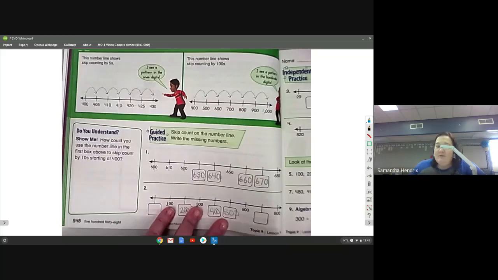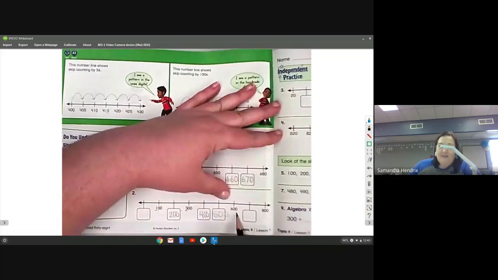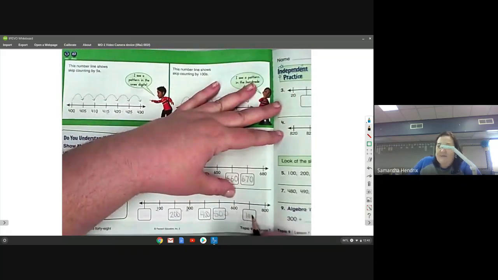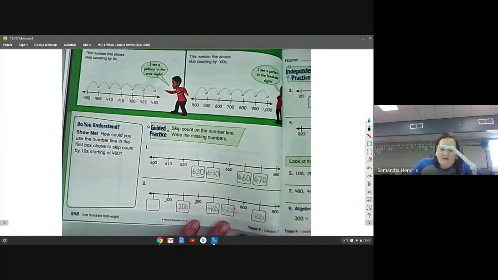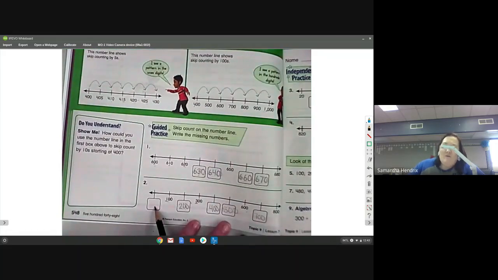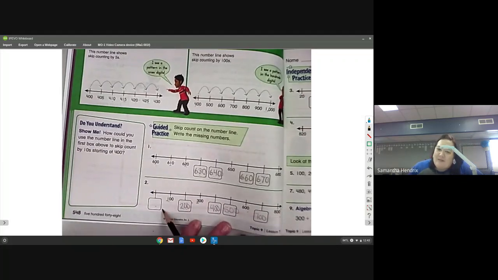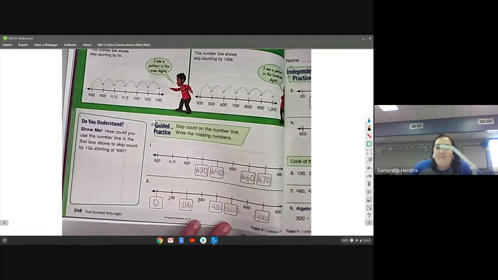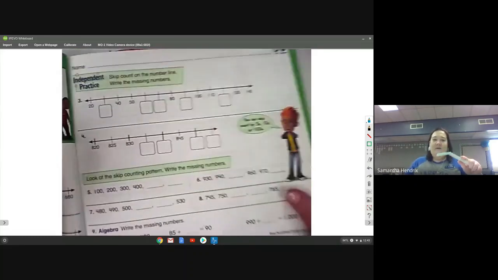500. Remember, you can pause anytime you need to. 600, 700, 800. What about this blank down here? If we're doing our pattern and our hundreds are increasing by 1, going this way, they would be decreasing by 1. So let's look. 8, 7, 6, 5, 4, 3, 2, 1, 0. That's it. Okay? Let's look at our independent practice.